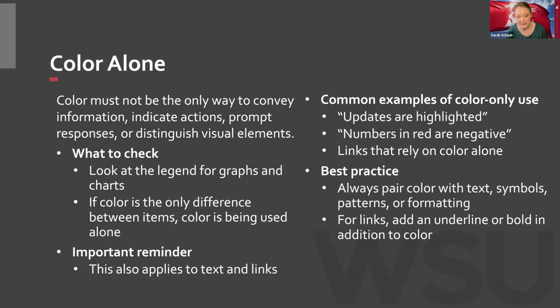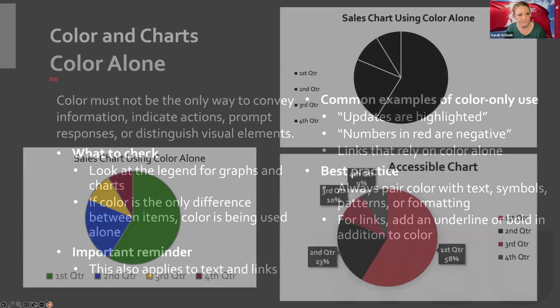So I'm sure many of you have seen this as an example on websites or in a document where the text is just a different color and it doesn't include an underline. Best practice is to always include an underline with links. And for nothing else. So stay away from underlining text unless it's a link. That's another common issue that we see. So best practices, always pair color with text, symbols, patterns, or formatting. And for links, add an underline or bold action to the color.